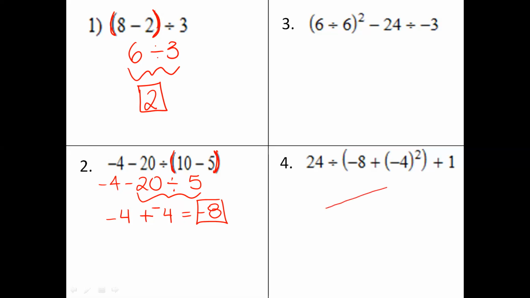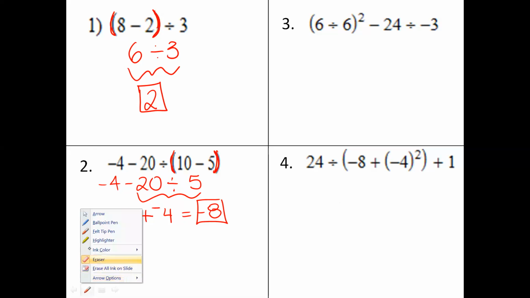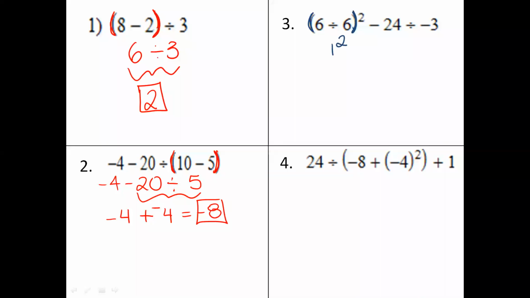For number three, we're going to go ahead and solve this out just as we did before. Using PEMDAS, parentheses are always important. So we got to do whatever's in there first. So 6 divided by 6 is 1. I'm going to get 1 squared minus 24 divided by negative 3. And then I want to continue going.